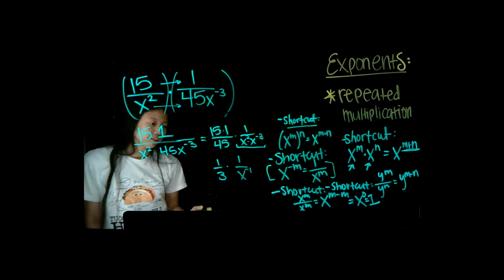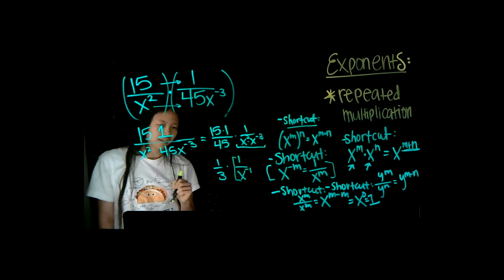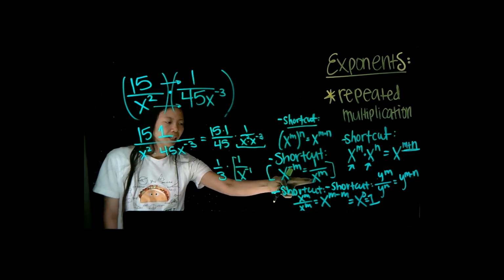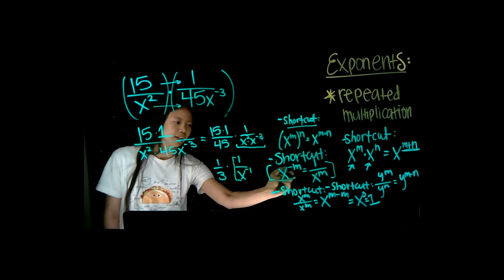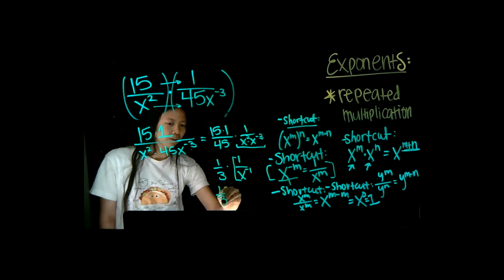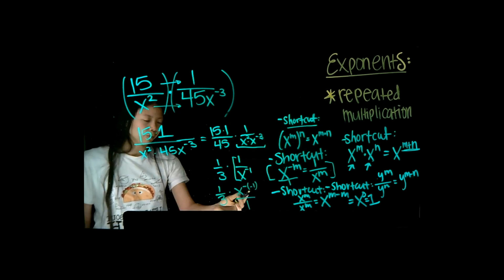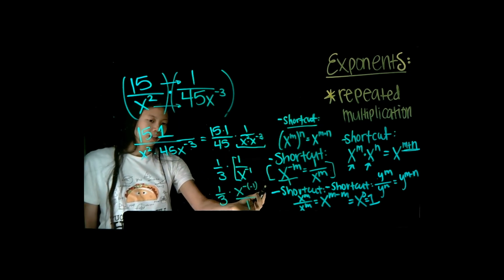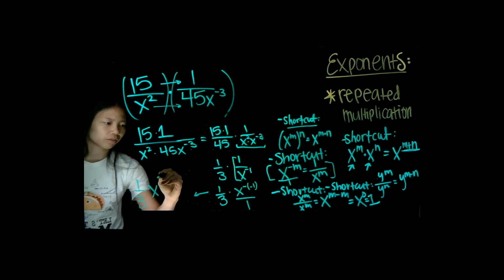All right, my goal is to rewrite this with no negative exponents. So in order to write this with no negative exponents, I need to change this. Remember our shortcut? I can take anything that's in the denominator, like 1 over x to the m, and if I flip my fraction, it's the same as the negative version of it up top. So I can rewrite this as 1/3 times x to the negative negative 1 over 1, which is the same as, negative times a negative is a positive. So I can rewrite this as 1/3 times x to the first power.